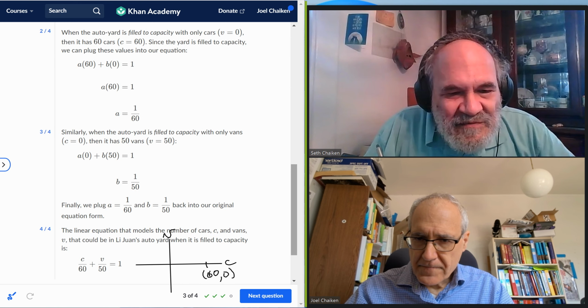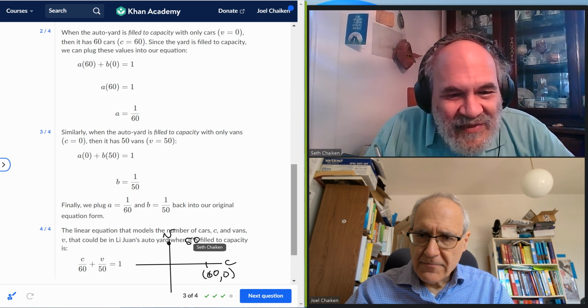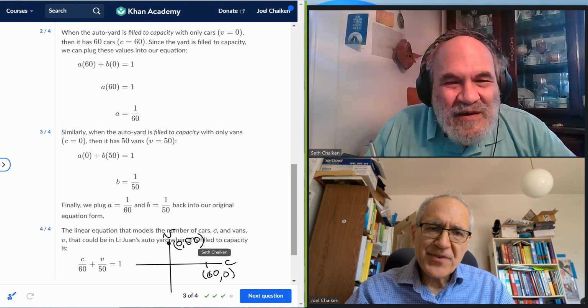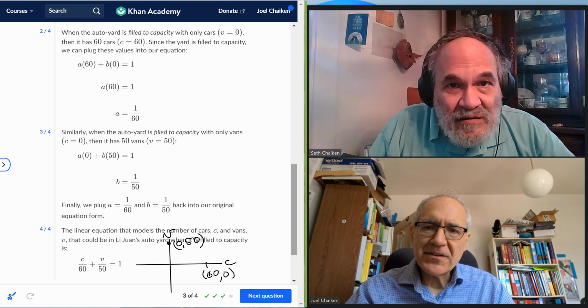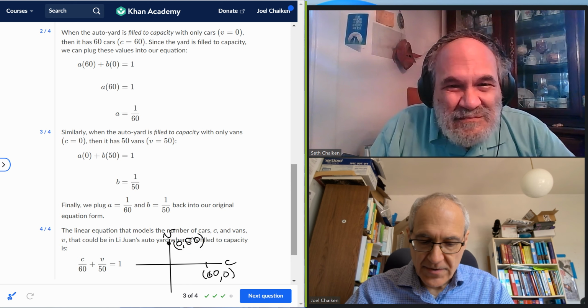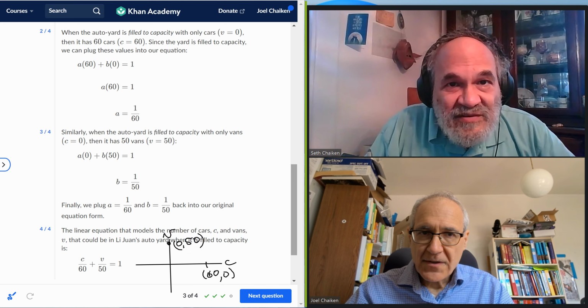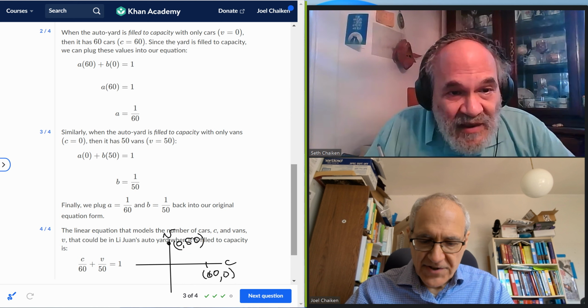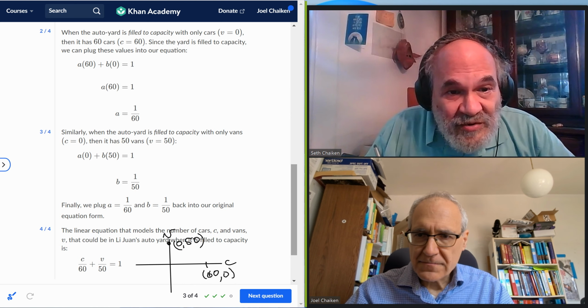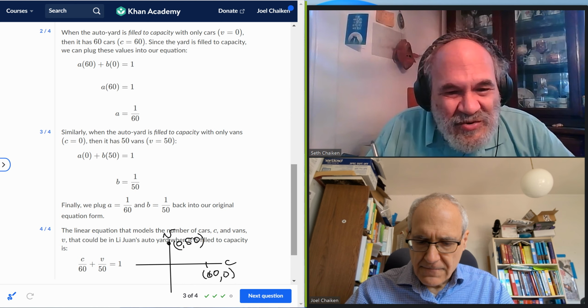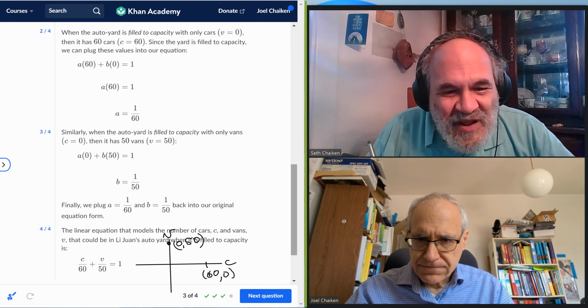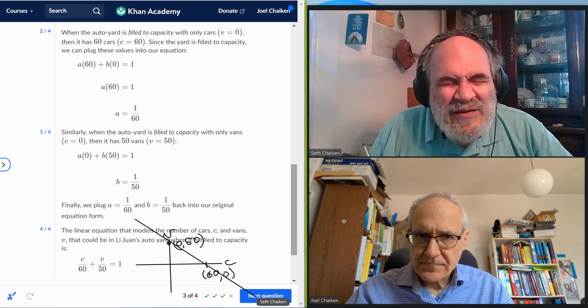And when V is equal to 50, then C is equal to 0. That's the classic trade-off problem graph: a slanted line with negative slope, right? And this connects the two intercepts. This is the form of the line when drawn this way.